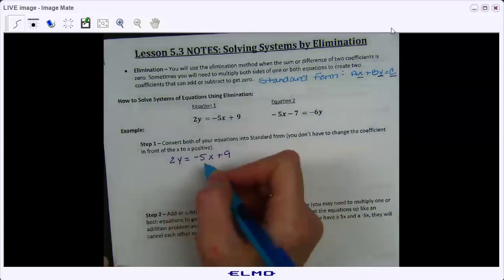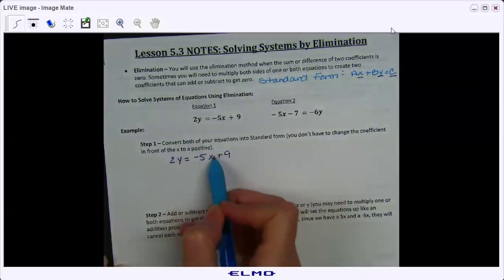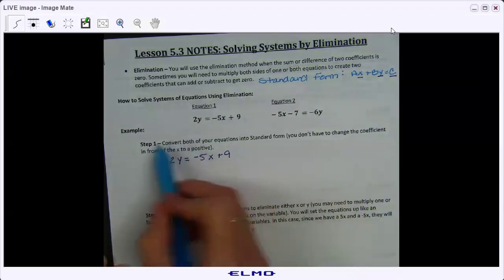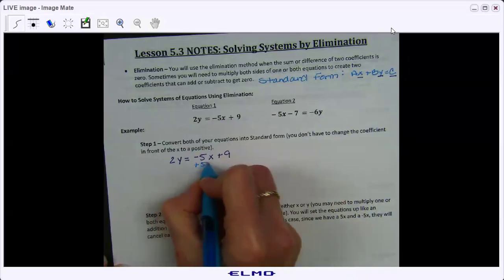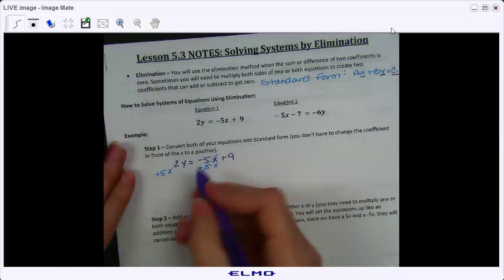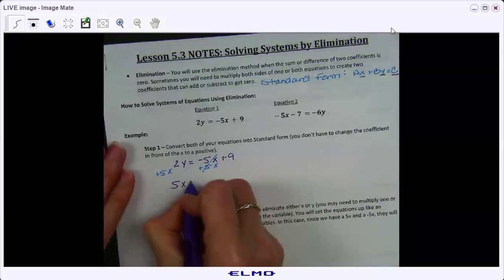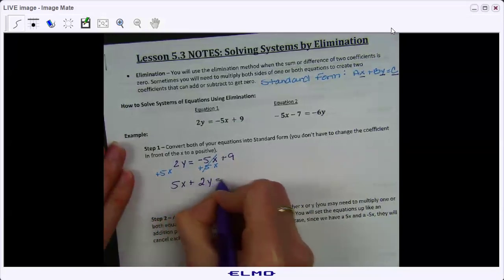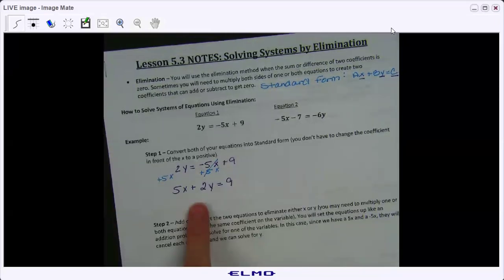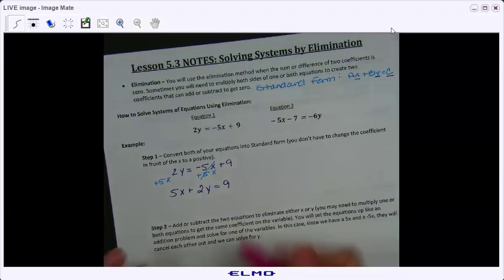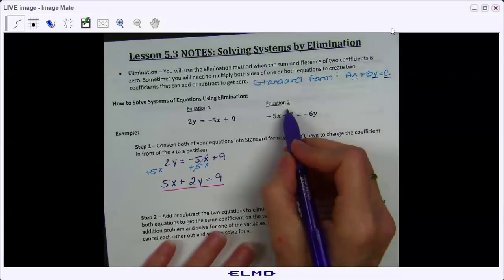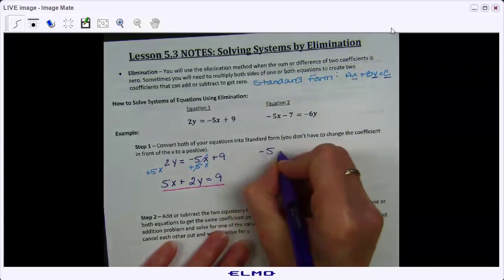So in order to rewrite it into standard form, both my x term and my y term must be on one side. So I'm going to move my x term over to the left side. So now I have 5x plus 2y equals 9. So this one is in standard form. I'm done converting equation 1 into standard form. Now I'm going to convert equation 2 into standard form. So let's rewrite this one down here.